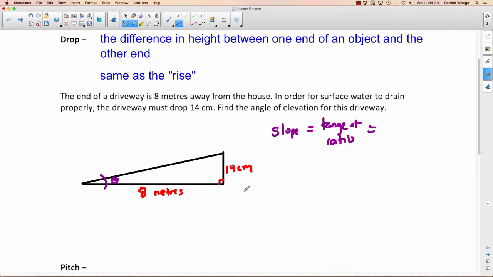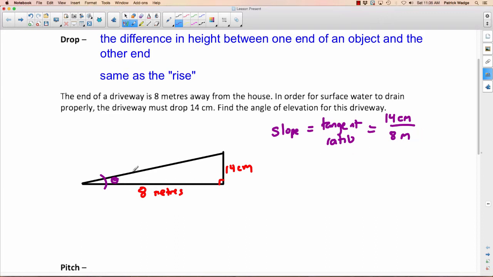Okay, if we do slope, what's slope? The formula for slope, it's rise over run. Rise, 14 centimeters, over run, 8 meters. Or if you're doing tangent ratio, remember it's opposite over adjacent. Opposite of this angle is right here, 14 centimeters, yep. And adjacent is right here, 8 meters, yep.